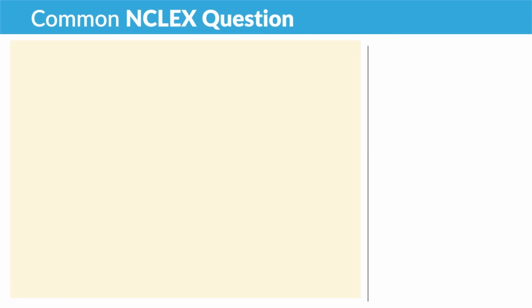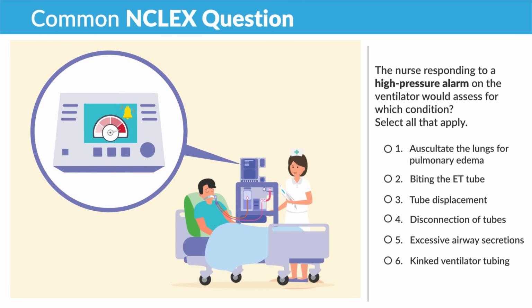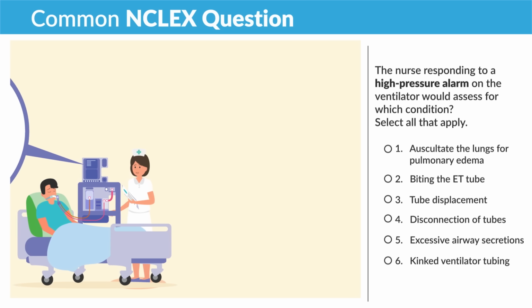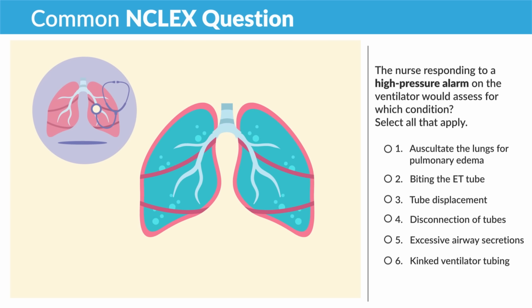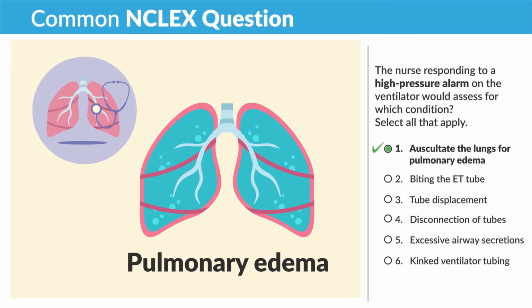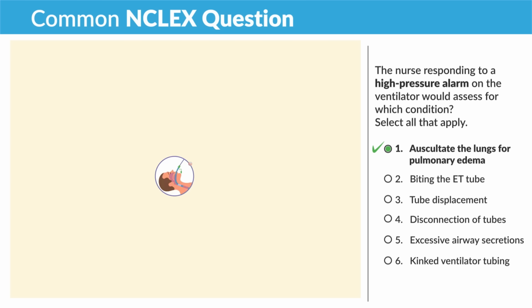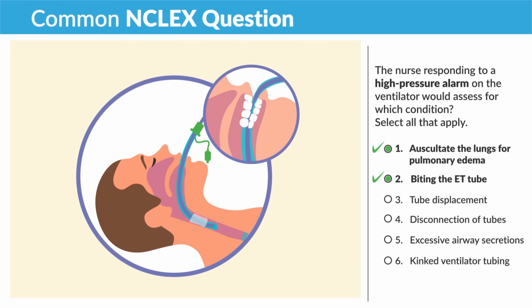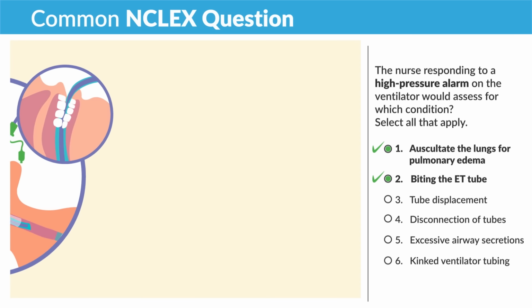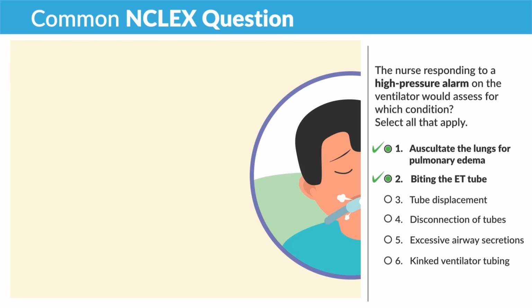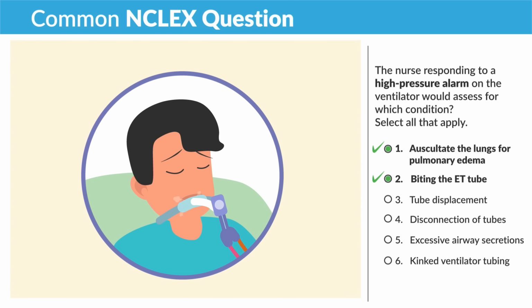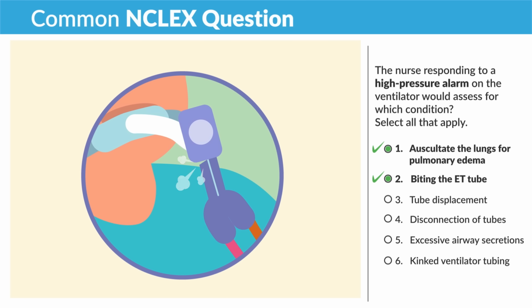And a common NCLEX question here. The nurse responding to a high pressure alarm on the ventilator would assess for which condition. So once again, think high pressure, high blockage. So option number 1, auscultate the lungs for pulmonary edema. Yes, this is high blockage. Option 2, biting the ET tube. Yes, again, another blockage. Now option 3 and 4 are incorrect. Tube displacement, guys, that's a low leak here, a leaky air. And number 4, disconnection of tubes.